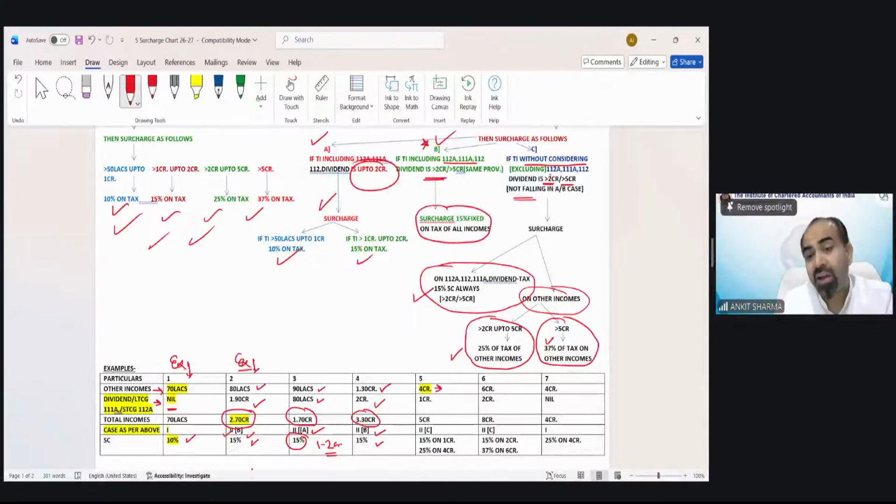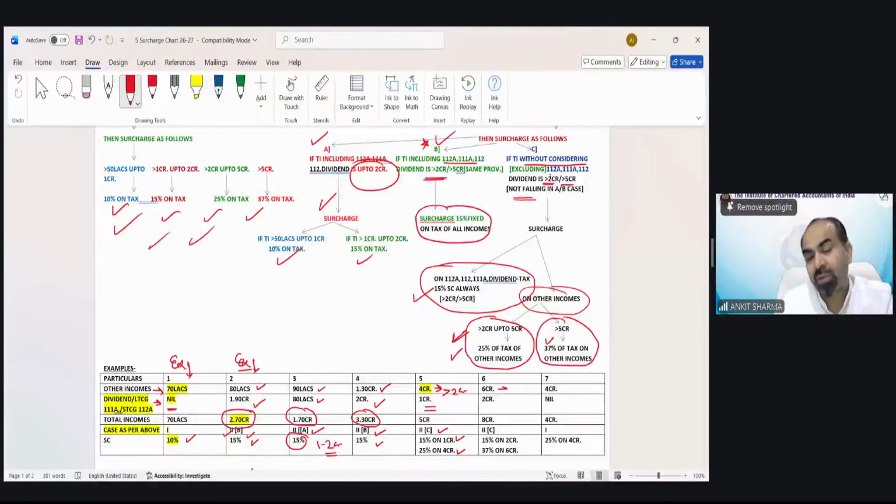Now your other income is exceeding 2 crore without even including these incomes. So aggregate is 5 crore, but without even including these incomes, other income is over 2 crore. So in that scenario, on 1 crore tax, surcharge would be 15%. On 4 crore rupees tax, the surcharge rate would be 25%. Option 2, C case applicable.